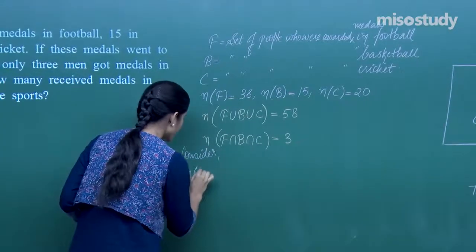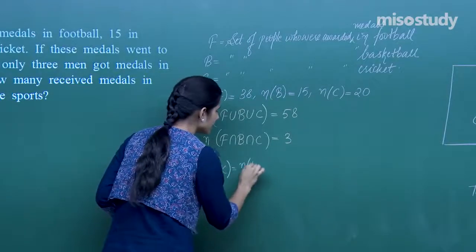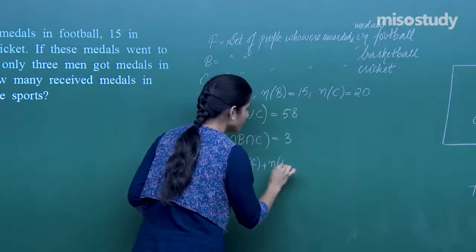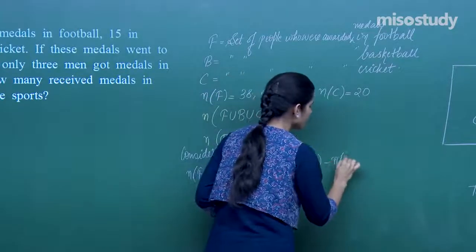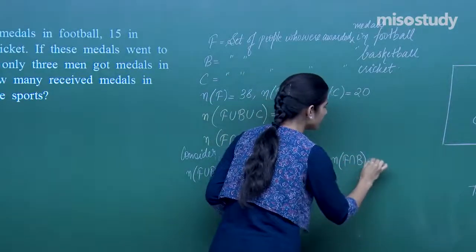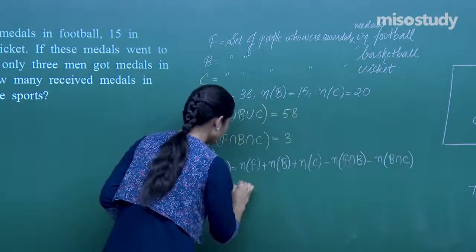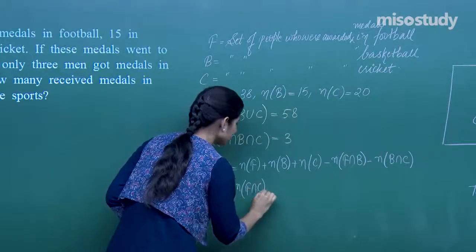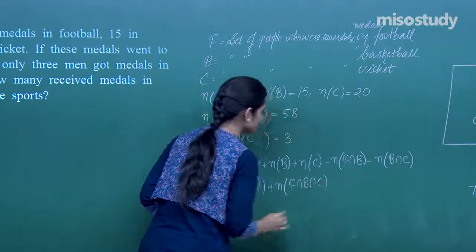Okay, so number of members in F union B union C, recall the formula. It is number of members in F plus number of members in B plus number of members in C minus number of members in F intersection B minus number of members in B intersection C minus number of members in F intersection C plus number of members in F intersection B intersection C.